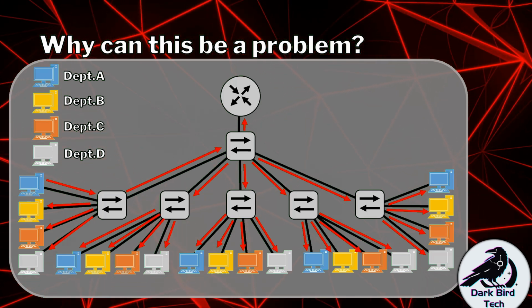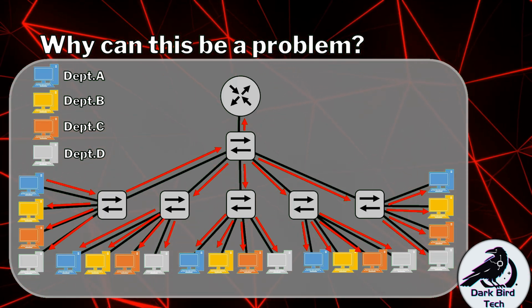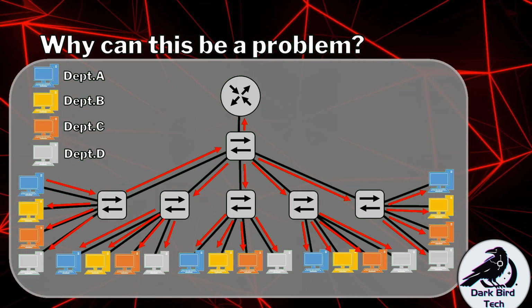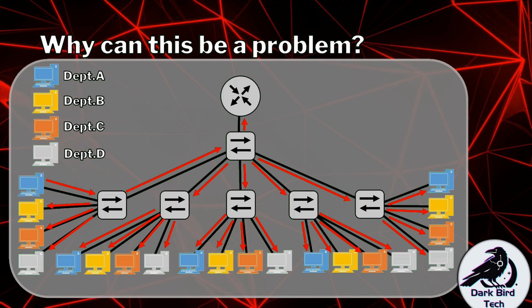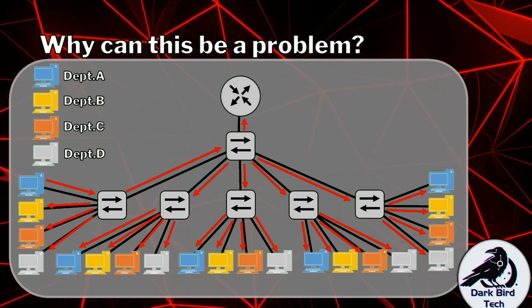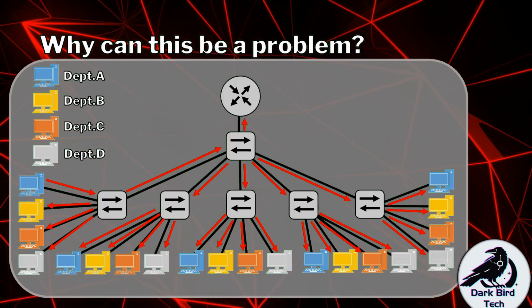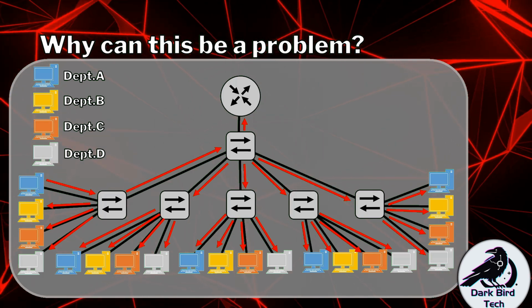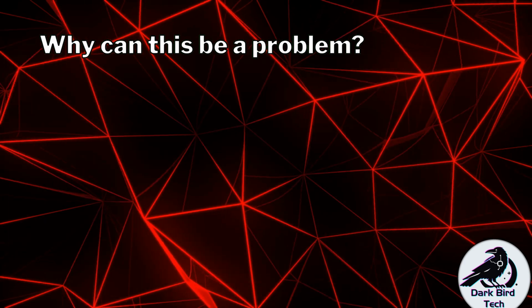So it's going to go out of all those interfaces to all those computers. And chances are, that person who sent that broadcast probably just intended, or if they didn't do it, the software on their computer did, it probably just intended for that traffic to only go to people in department A, not B, C, and D. So this is a visual of the problem, but there are a couple of other ones as well. So what are they?